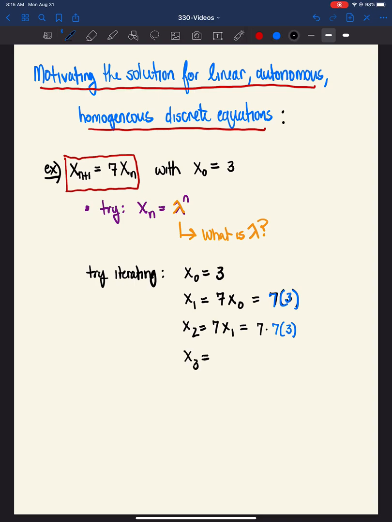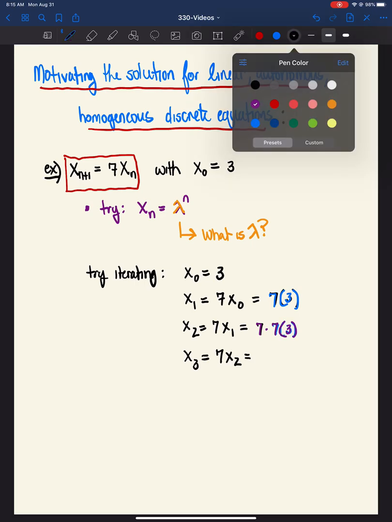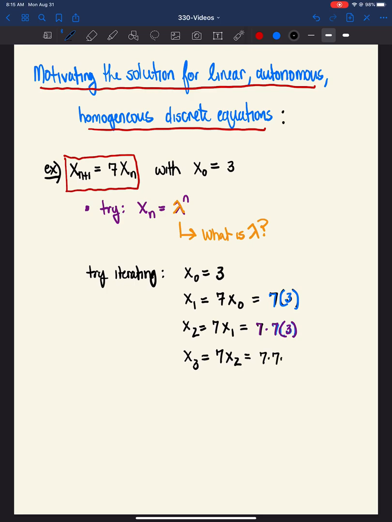If we have x3, that's equal to 7 times the previous value, 7 times x2, which in this case was equal to the previous line, 7 times 7 times 3, or this is now 7 times 7 times 7 times 3. In other words, the third iteration value is equal to 7 to the third power times that initial value of 3. And what I want to draw our attention to right now is we're on x3 and we see a pattern that we have 7 raised to that third power.